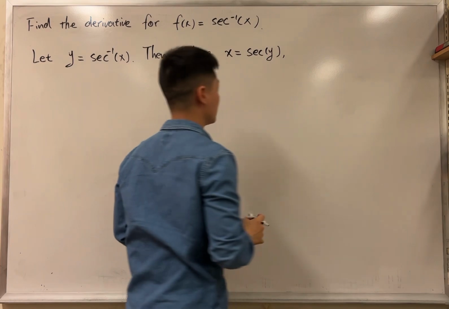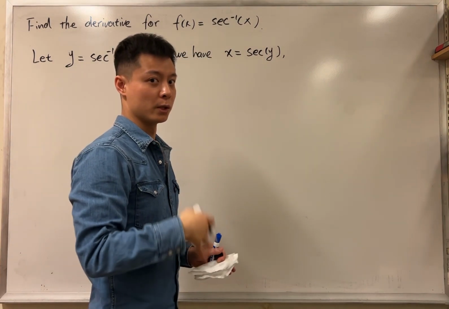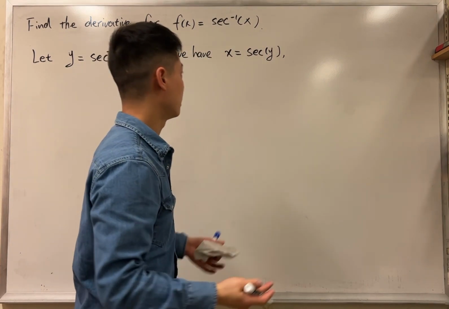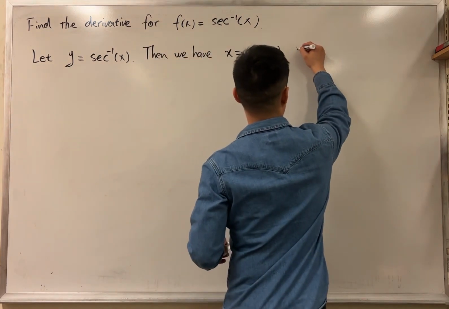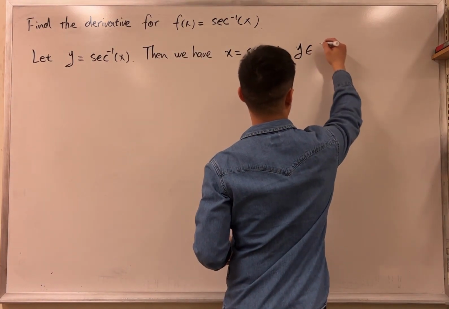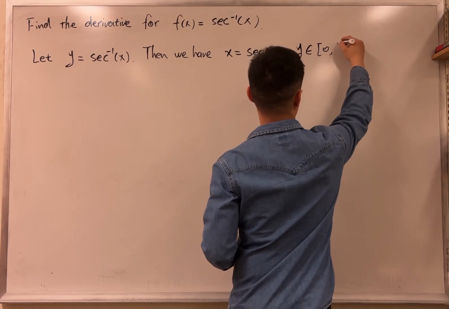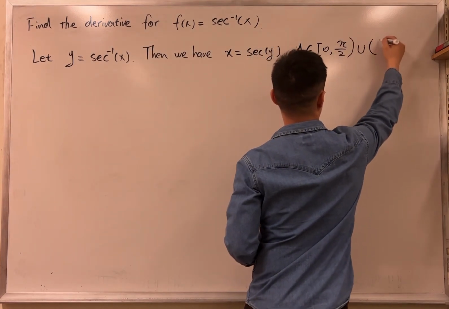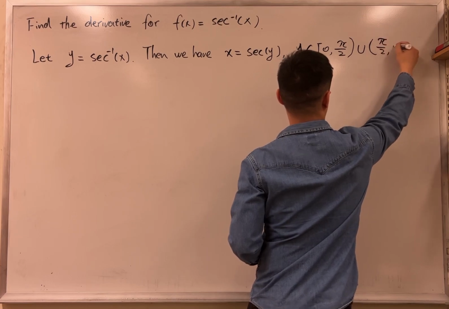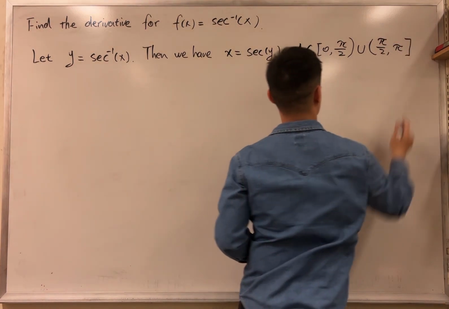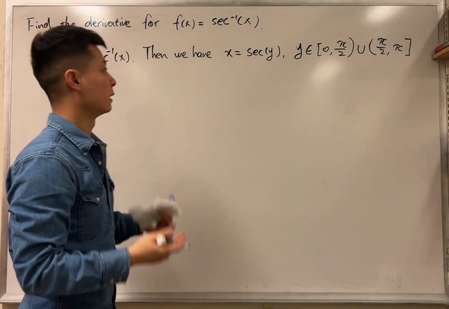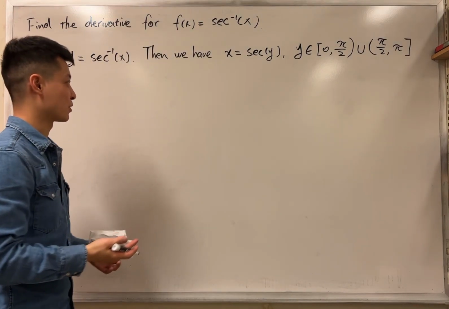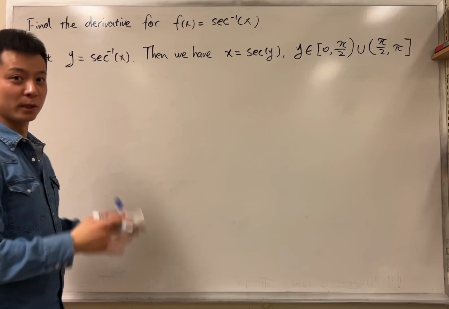And at the same time, we also want to indicate the restricted domain for further use, which is y in 0 to pi over 2, union from pi over 2 to pi. Also, the range of the inverse function. Okay, then what do we do?